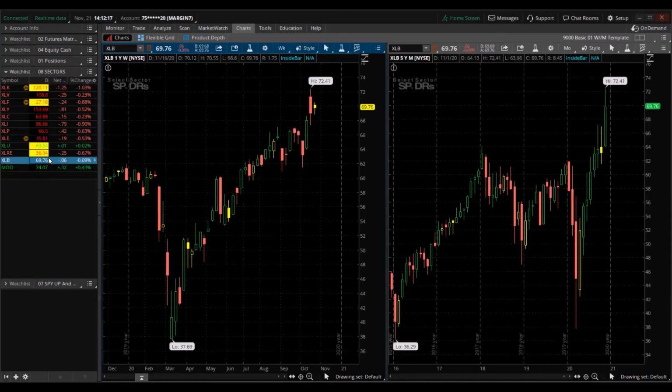Next, XLB, Materials, makes up 2.5% of the S&P 500. Inside candle for the week, indecision. For the past 5 years, all-time high. And we nearly did a 100% retracement for the past 5 years.